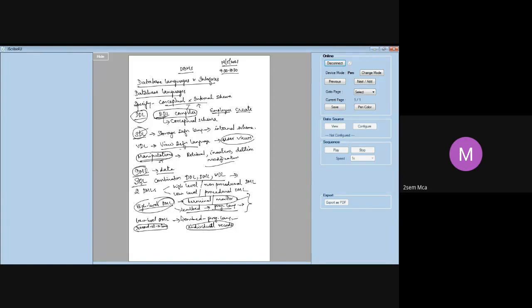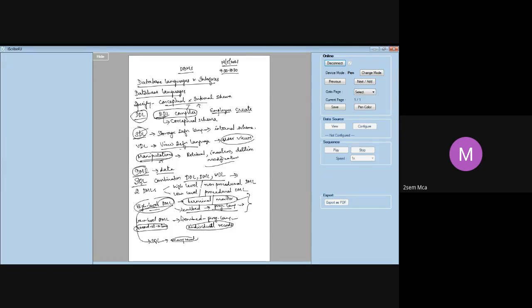Whereas your high-level DML, what happens? An example of high-level DML is nothing but your SQL. Remember that. Okay. High-level DML, what will happen? You can retrieve many records in a single DML statement. Many records can be retrieved. For example, I say, select star from some table name. You are trying to retrieve all the records. Of course, that is a query language statement. But you can also insert, you can update so many records at the same time using SQL. Many records can be updated.